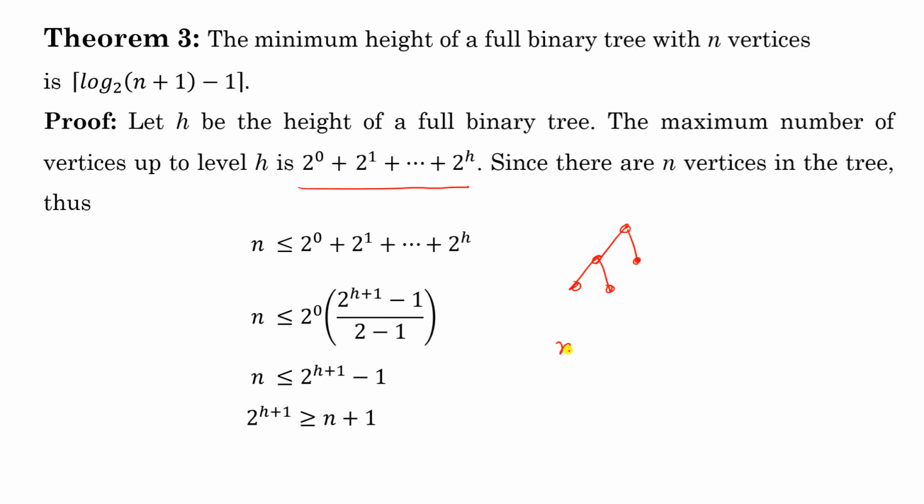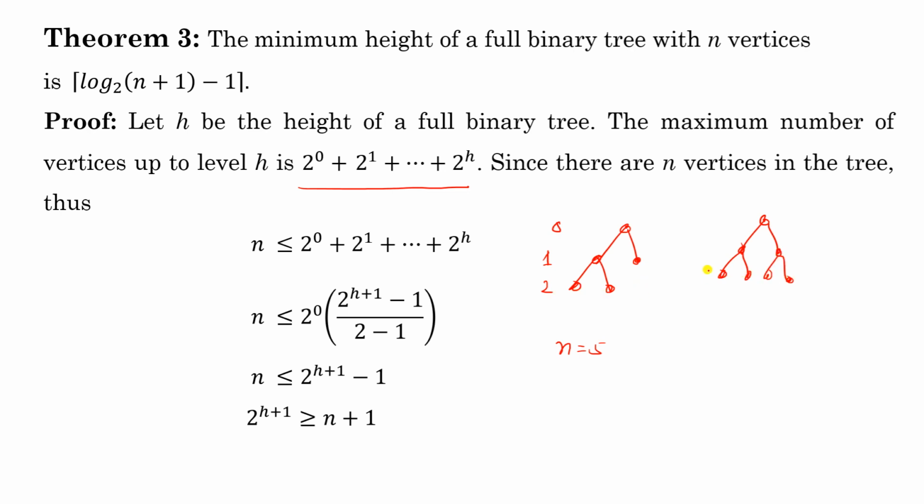Actually, suppose there are n vertices. Here in this case, 1, 2, 3, 4, 5, 5 vertices are there. And if you talk about levels, there is level 0, level 1 and level 2. But if we have to calculate the maximum number of vertices up to level 2, then we have a tree like this. This will give you the maximum number of vertices up to level 2.